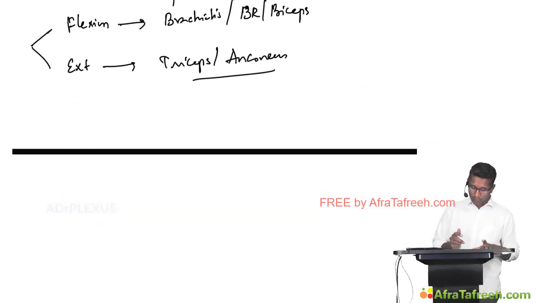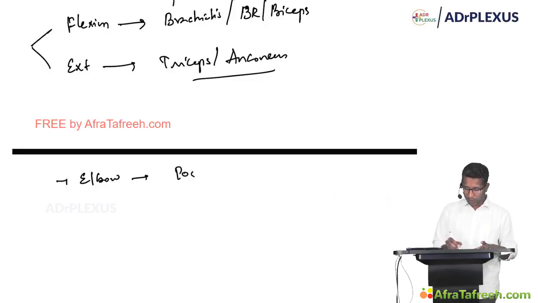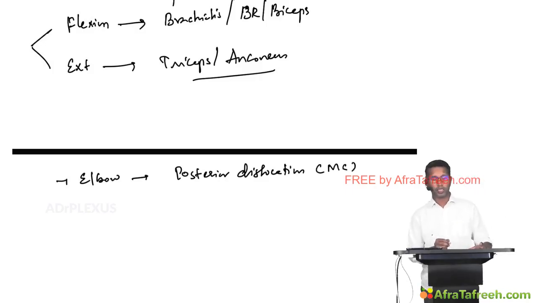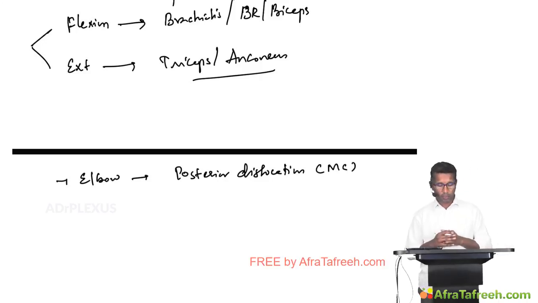And the elbow joint, again, it can dislocate. The most common type of dislocation is posterior dislocation. So remember about this. And remember, when there is an elbow dislocation, the nerve most commonly injured is the ulnar nerve.